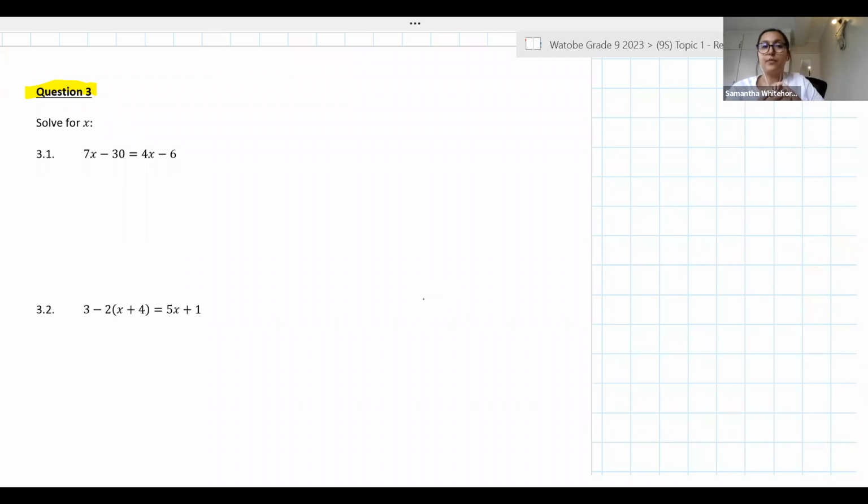So when we solve equations, can anyone tell me what is the point of solving an equation? What are we trying to do when we say solve for x? What does that mean? You can raise your hand or pop it in the chat. Theo? Isn't it to get the value of x?